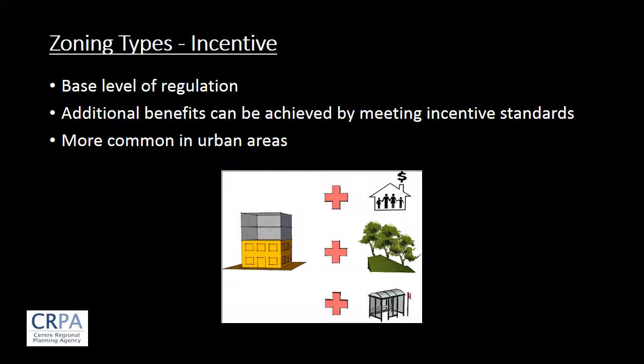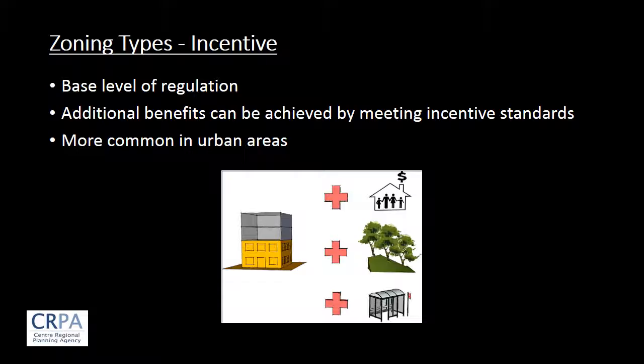Incentive zoning is similar to Euclidean zoning, except that it provides additional benefits that can be obtained when a development exceeds the base level of regulation. For example, base regulations may permit the development of a 2-story office building, but additional floors could be added in exchange for things like affordable housing, parkland, or transit amenities.